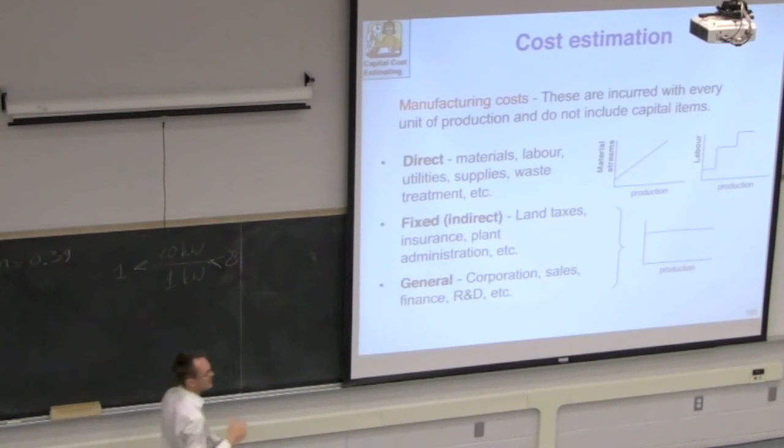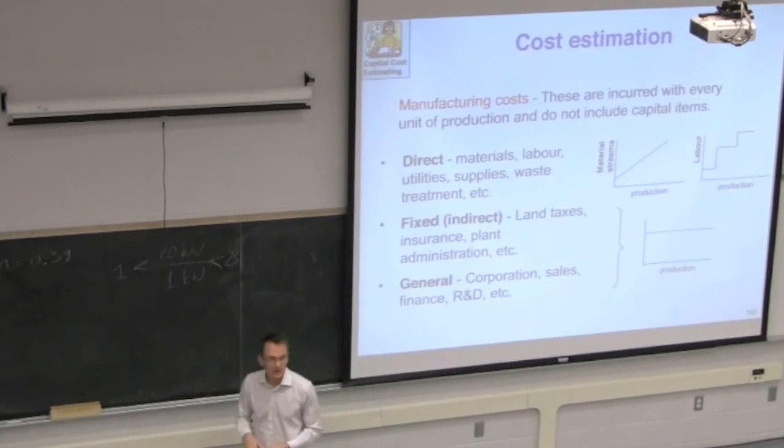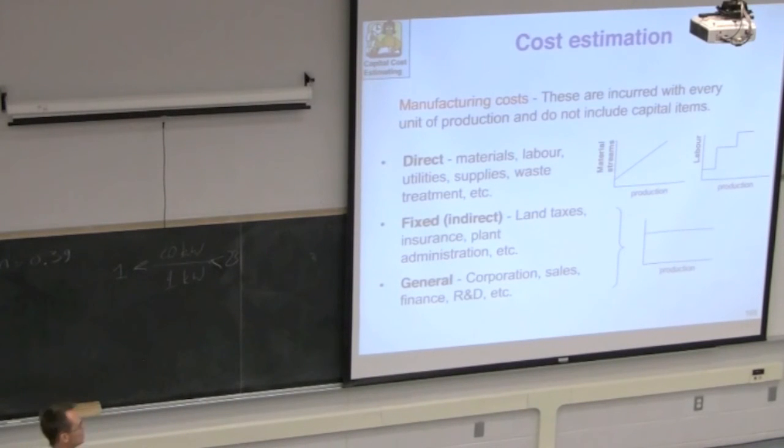Okay, so let's take some of the ones up here. Why would sales costs, the overheads due to the corporation, financing costs, research and development, why is that a flat line? So that bottom section. Insurance, land taxes.